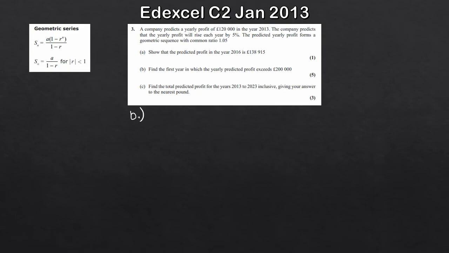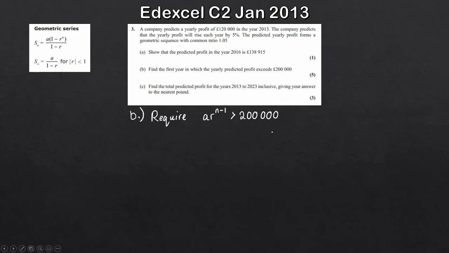So if you keep going, so for example 2017, what's that profit? 2018, what's that profit? We're looking for the first year where the profit is larger than 200,000. So we require, in that case, our nth term to be larger than 200,000. That's AR to the n minus 1 being greater than 200,000.